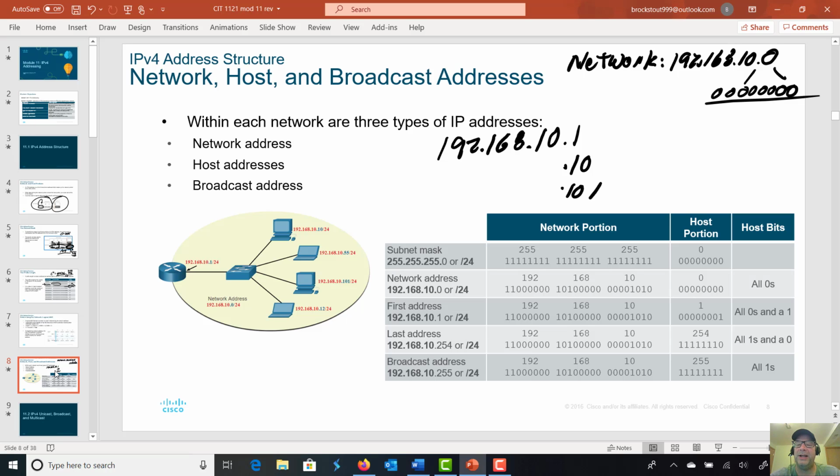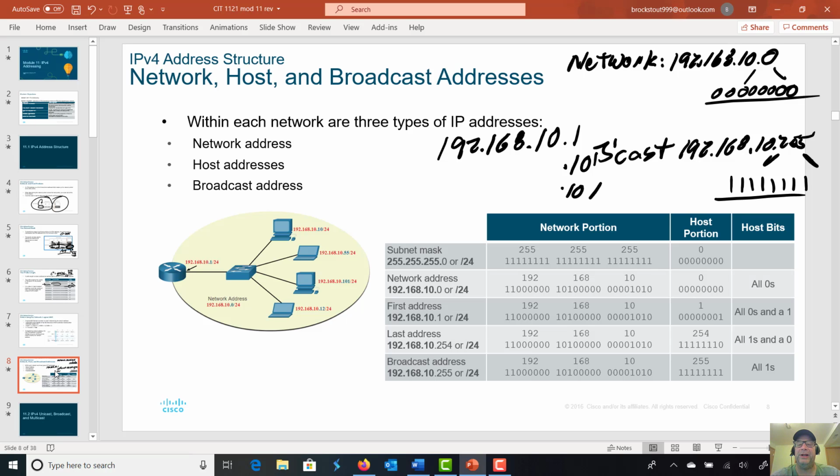Now, the broadcast address, I'm just going to write bcast right here. The broadcast address is going to be the last possible address in the range. And once again, with this /24, it makes it really, really easy because it would be 192.168.10.255. 255 would identify the host portion of the address. And if we looked at the binary equivalent of 255, that would be 8 ones in a row.